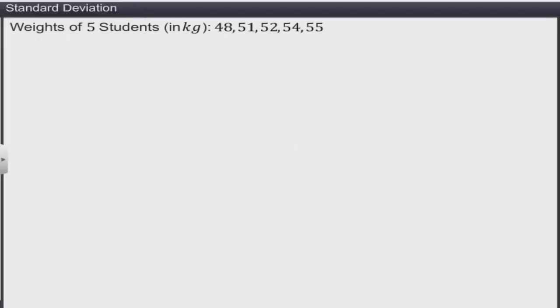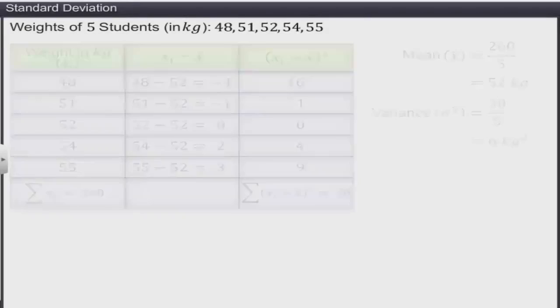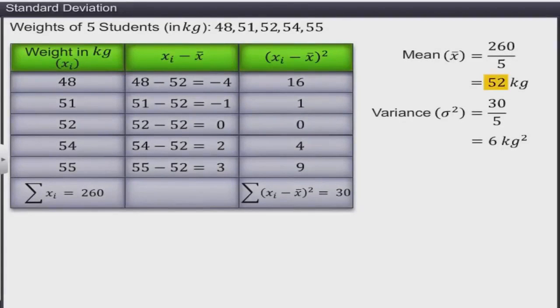Let's look at the weights of 5 students. The mean of the given data is 52 and its variance is 6 kilograms. Here, it is clear that the unit of the observations and the mean is kilogram, while the unit of the variance is kilogram squared. Thus, the variance cannot give proper information about the data.